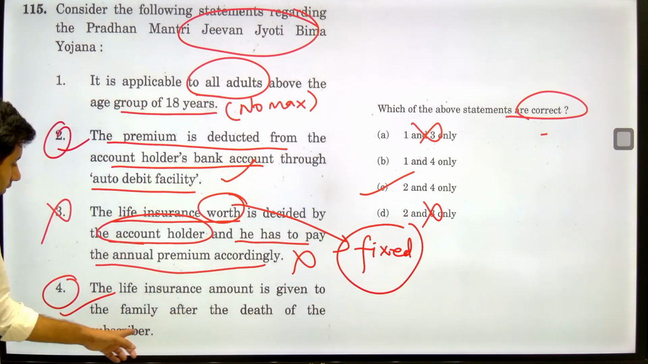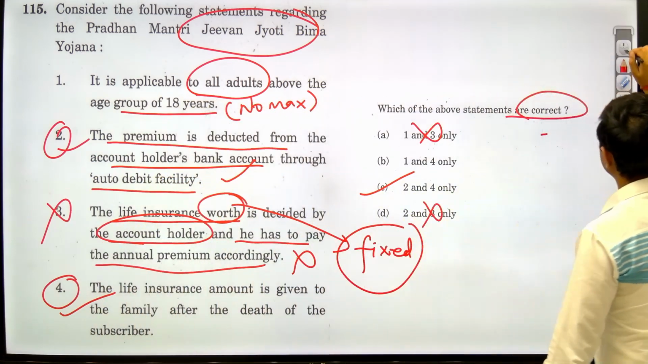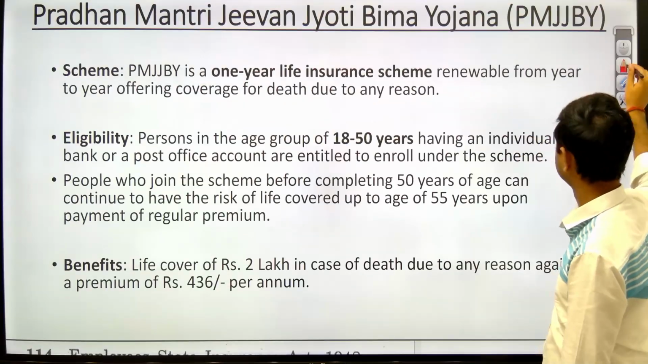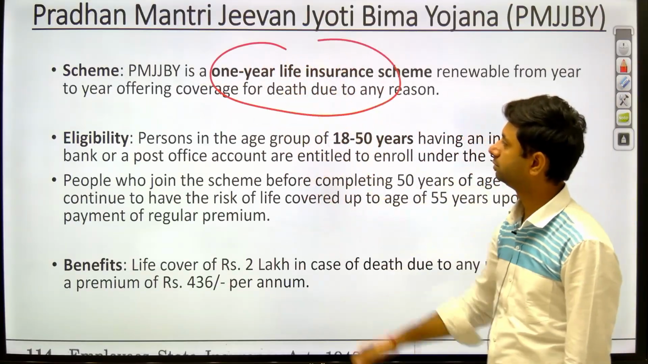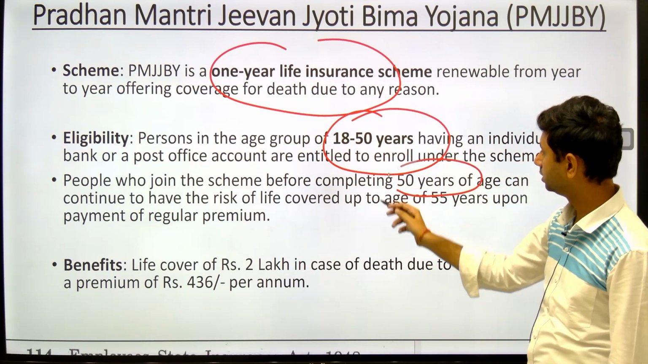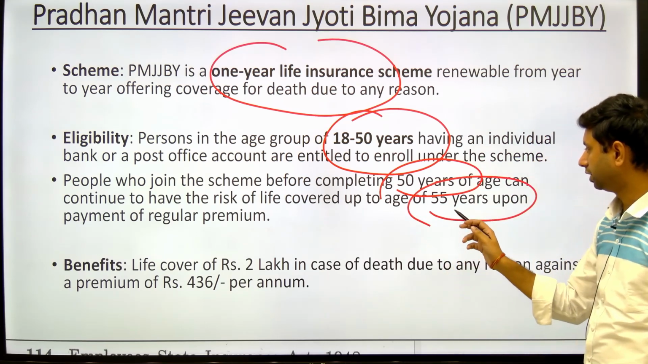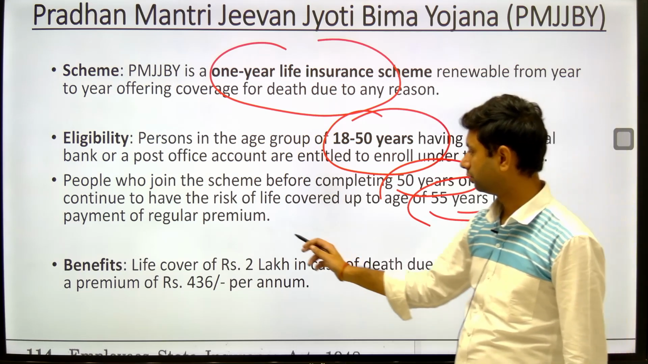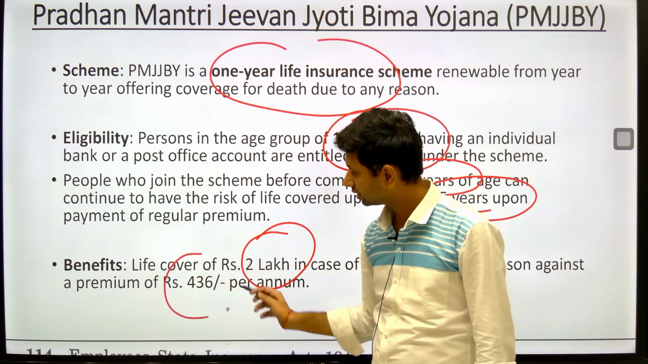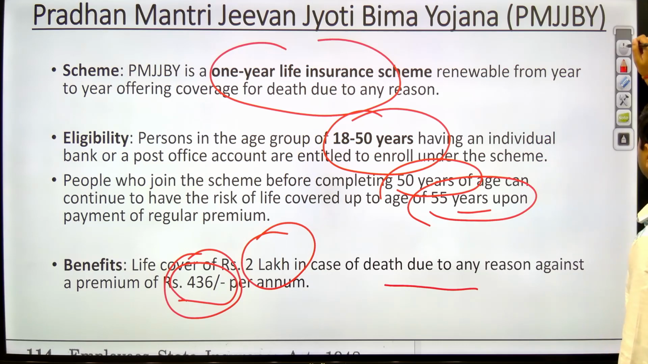Life insurance amount is given to the family after the death of the subscriber. Self-explanatory thing. Okay. So this is Jeevan Jyoti Bima Yojana, 1-year life insurance term. Okay. 18 to 50 years eligibility, and even for people joining after 50 years age, life insurance have covered up to age of 55 years. Okay. So life cover of 2 lakh in case of death due to any reason, and this premium has also been increased to rupees 436 per annum. Okay. So remember this.